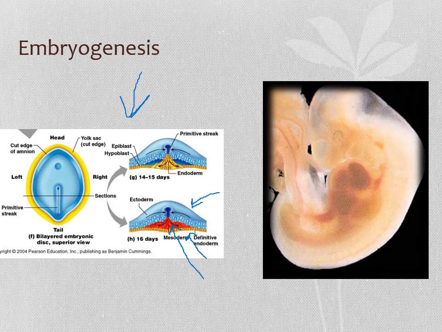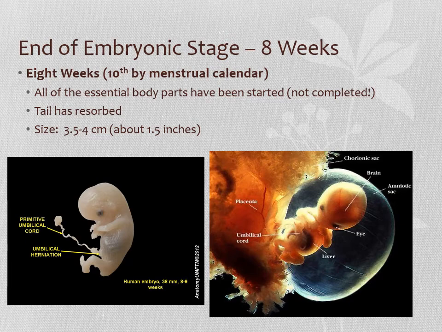And so then that disc is going to fold around itself into a tube, and then that tube kind of curves like this, and all the rough outlines of the major organs of the body start to be built, right? They're not finished yet, they're not fully functional yet, but we've started making all of the major organs during embryogenesis. So by the time we get to 8 weeks after fertilization or 10 weeks pregnant, all of the essential body parts have been started. The tail is mostly resorbed, and the embryo is about 3.5 to 4 centimeters, or approximately 1.5 inches in size. So still very tiny.